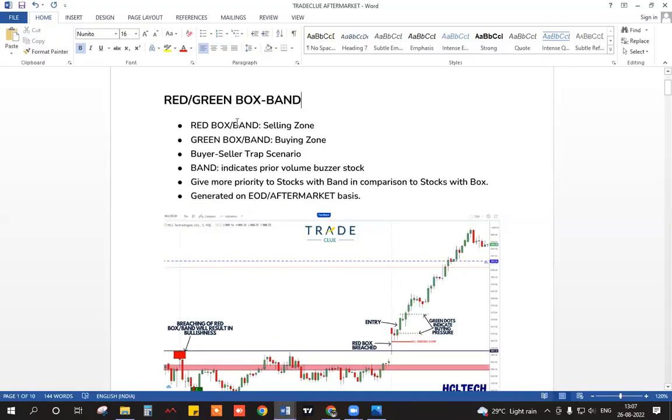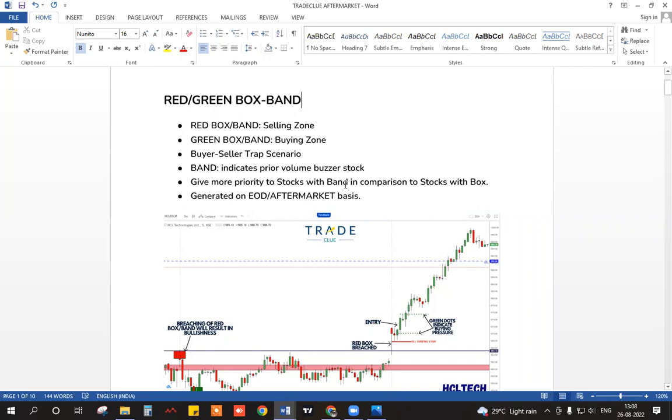First of all, understand that the red box is the selling zone and the green box is our buying zone, and we need to play the trap scenario here. Wherever the sellers get trapped, that is, above the red band, I'm going to buy. Wherever the buyers get trapped, that is, below the green band, I'm going to sell. Trap scenarios work very much in your favor, because follow-up buying, called short covering or long unwinding, happens here, and the follow-up movement is very drastic on the upside, or at least you will get a quick breakout movement in your favor.